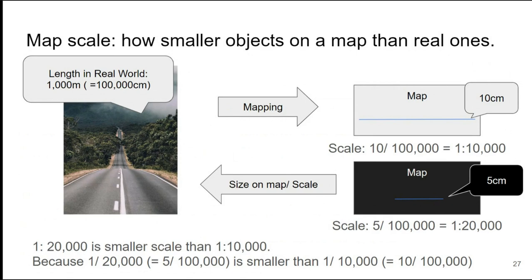1/20,000. And if we want to calculate the real length, then we can divide the length on the map by the scale. So, for example, 5 centimeters at 1/20,000 is 5 divided by 1/20,000. So, it is basically 5 multiplied by 20,000, and the length is 100,000 centimeters, which is equal to 1,000 meters. By the way, 1/20,000 is smaller than 1/10,000 because 1 divided by 20,000 is smaller.